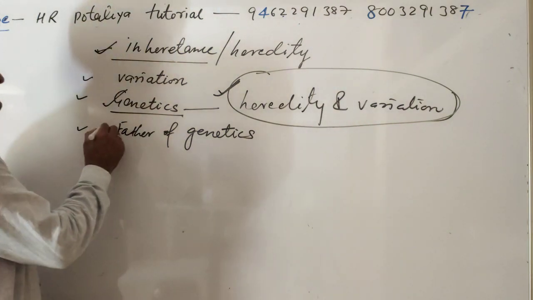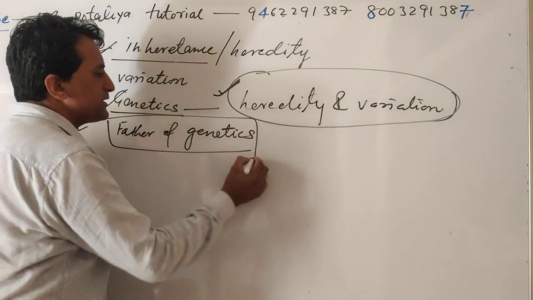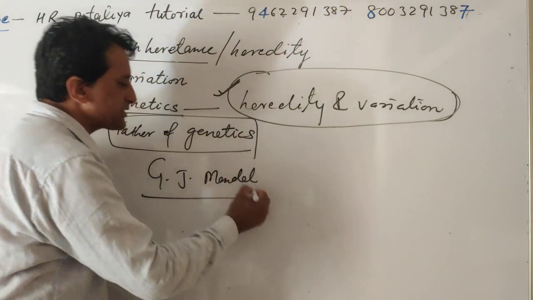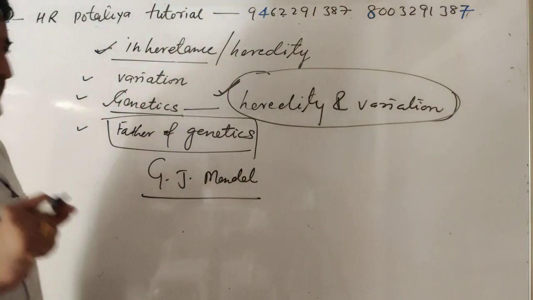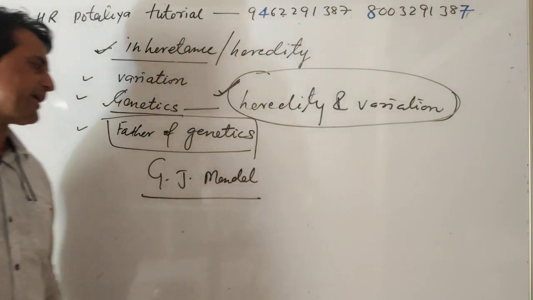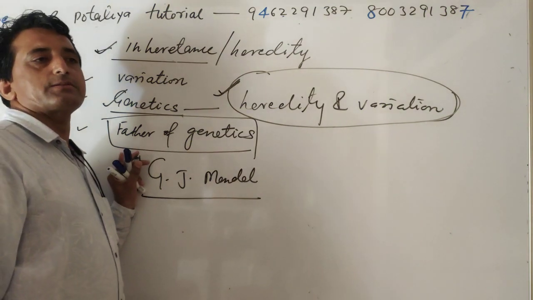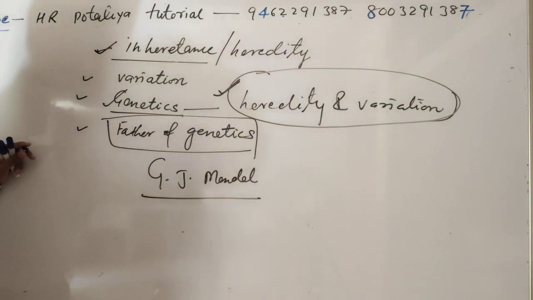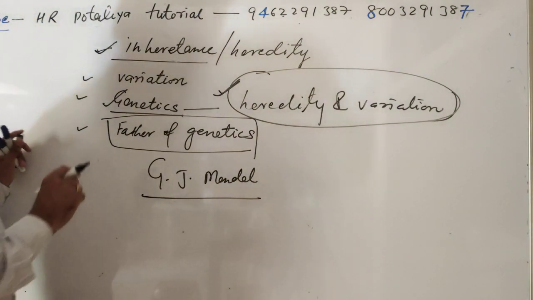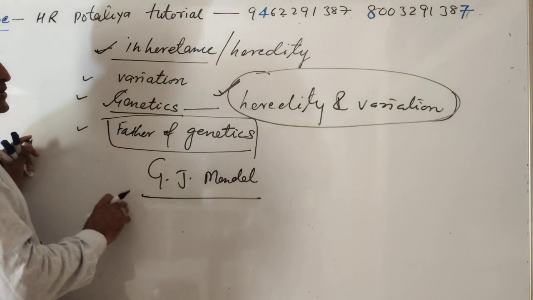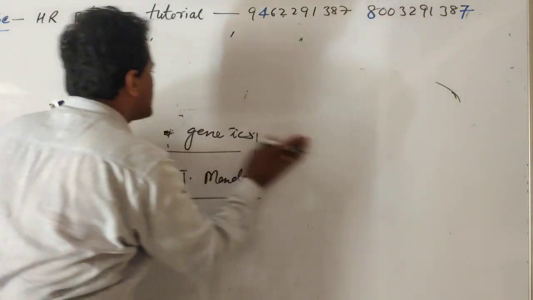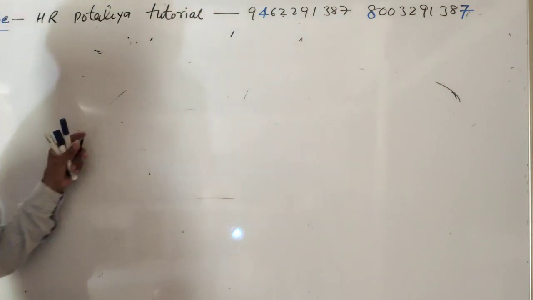In genetics, the father of genetics is Gregor Johann Mendel. Mendel is the first scientist who explained heredity as well as variation also. That's why he is the father of genetics. So definitely, we have discussed some concepts related to genetics. First of all, what those concepts are, we have their definitions also.